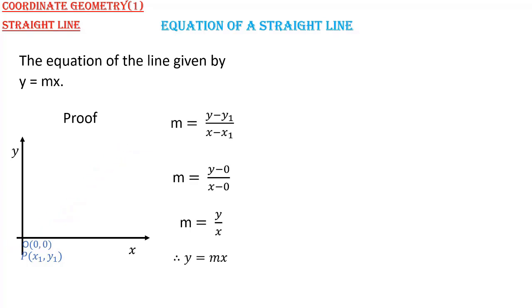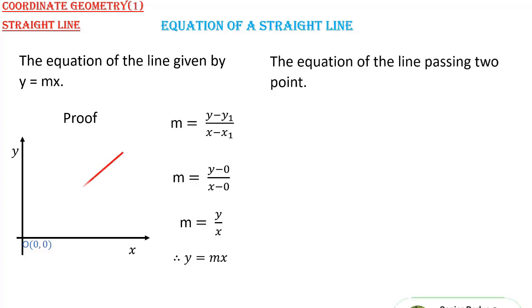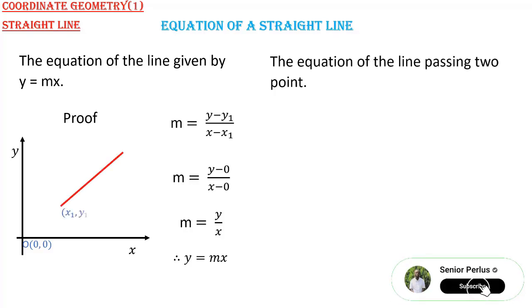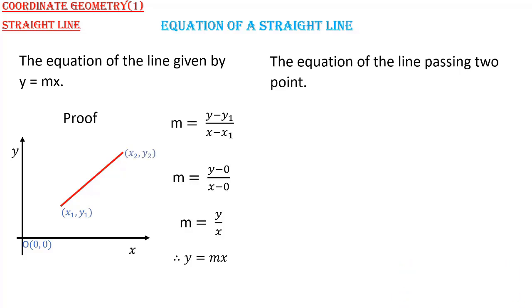Let's make y the subject. Therefore, our y is mx. That's the equation of a straight line where the point starts from the origin. Now, if the point starts from anywhere, the equation of a line passes through points.